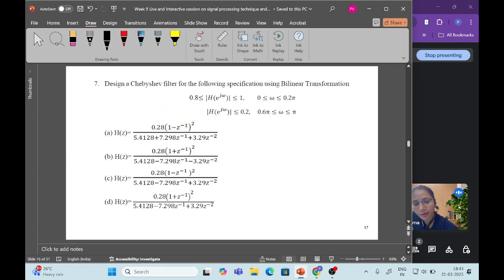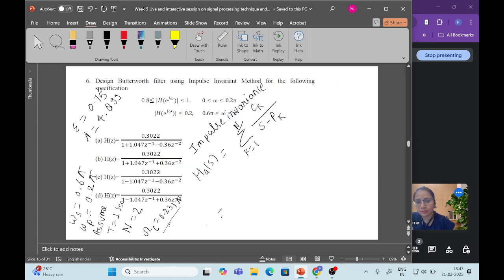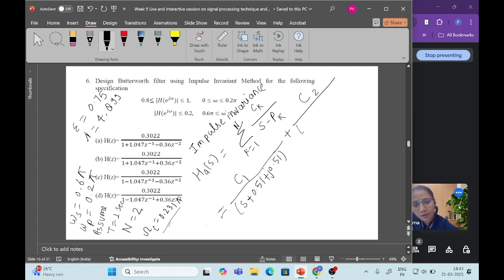So we have got that equation. That means I am just placing C1 in place of A: C1 over S minus 0.51 plus J 0.51, plus C2 over S plus 0.51 minus J 0.51, right?